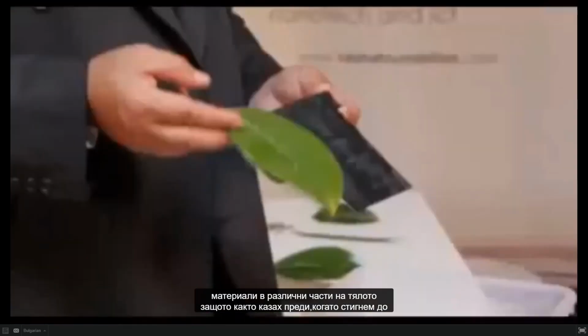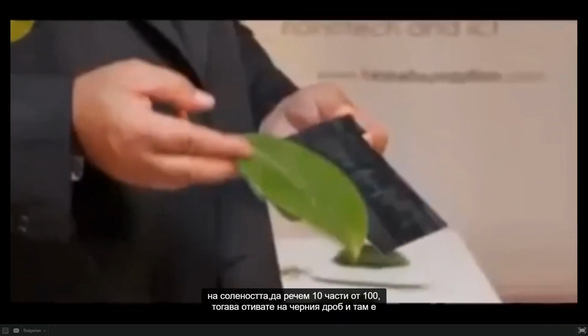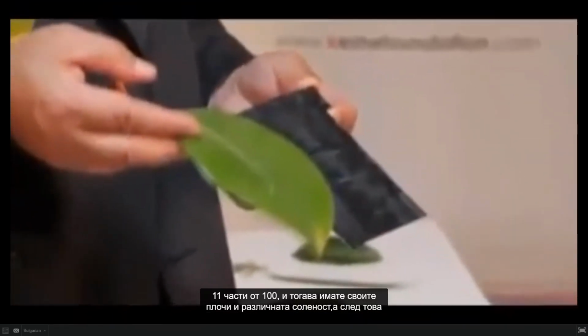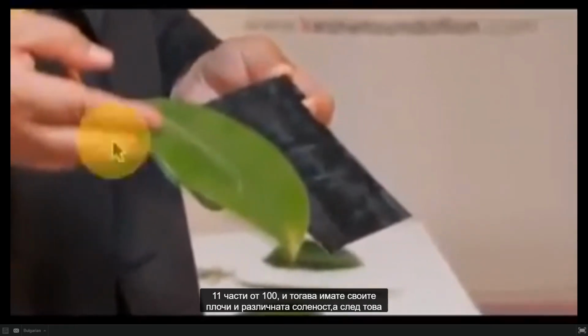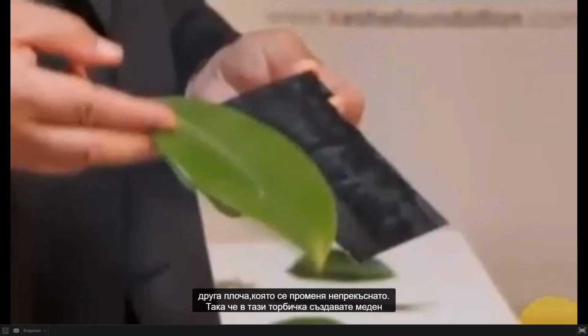Because as I said before, when we come to the organs, you'll find out each organ has a skin. Why do you have the skin? Because that skin is a sac of the salinity of, let's say, 10 parts in 100. And then you go to liver, it is 11 parts per 100. And then you have your plates and the different salinity. And you have the other plate, which is your blood, which continuously changes.